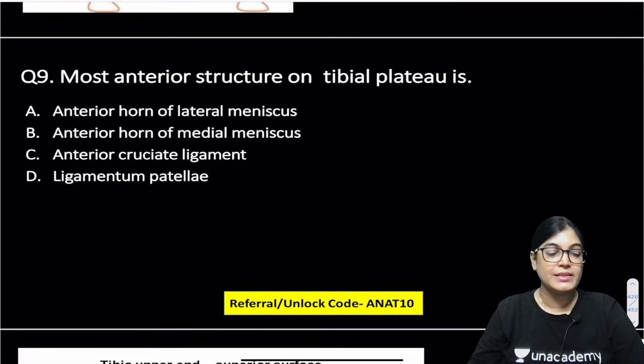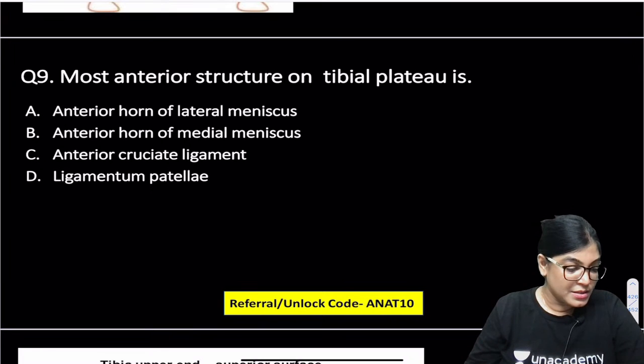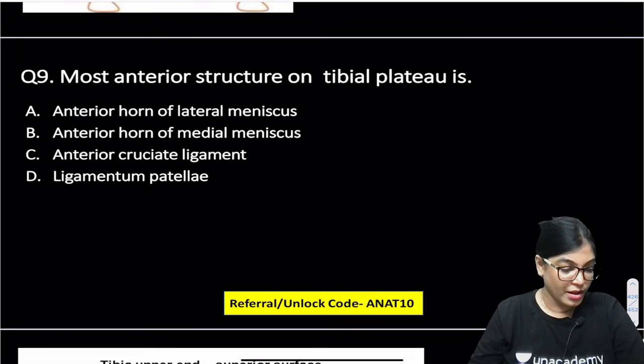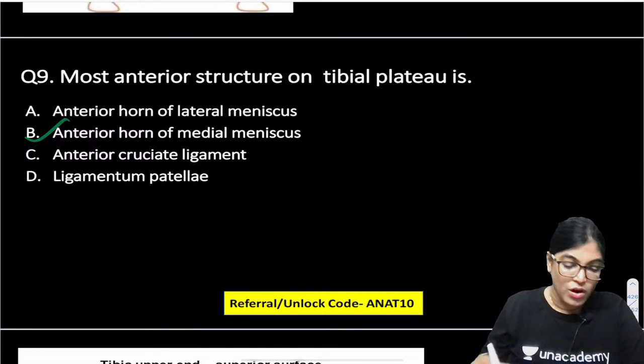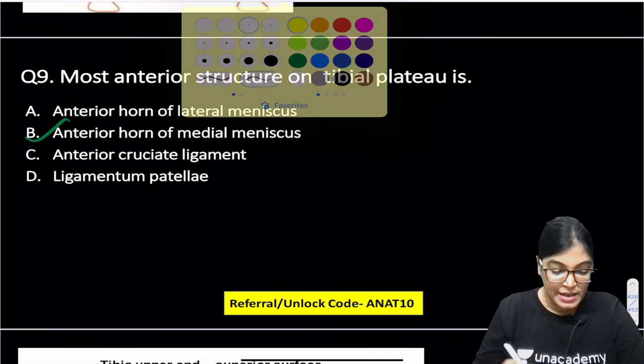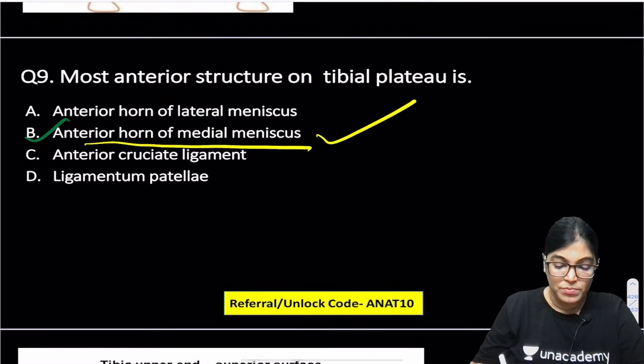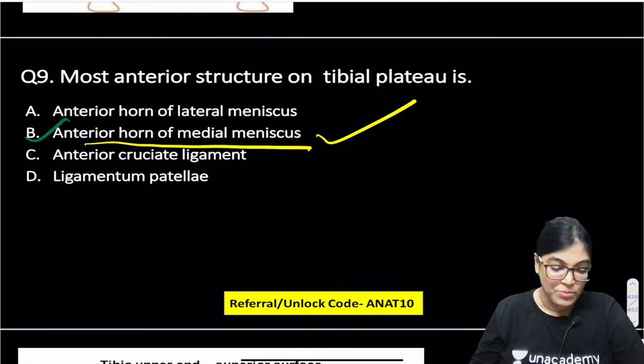Sadaf is telling B, Sam is telling B, Yashu is telling B, Jani Yashu is telling B. Sarans, absolutely right. All of you are absolutely right. The correct answer is anterior horn of medial meniscus. Absolutely right, dear. Absolutely right.